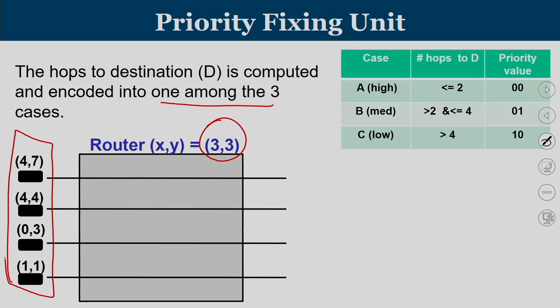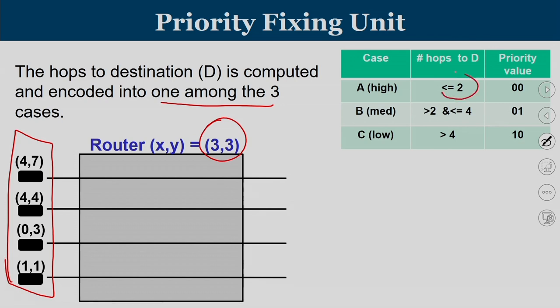The hops to destination is computed by Euclidean distance. For 4-7, there exists one difference. From 3-3 to reach 4-7, you have to move one hop in the x dimension and 4 hops in the y dimension. So totally it is 5 hops. Similarly, 4-4 will have a total of 1 plus 1, 2 hops to make. 0-3 has to make 3 more hops, and 1-1 has to make 4 more hops. So, based upon the number of hops to destination, your flit is given a priority value into one among these 3 cases.